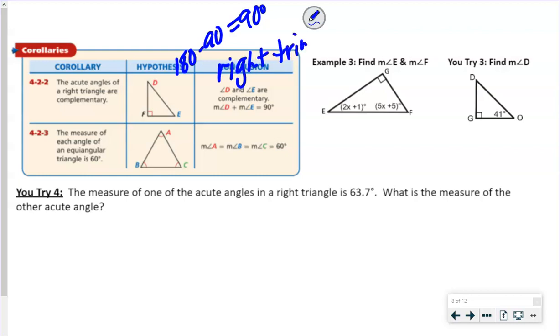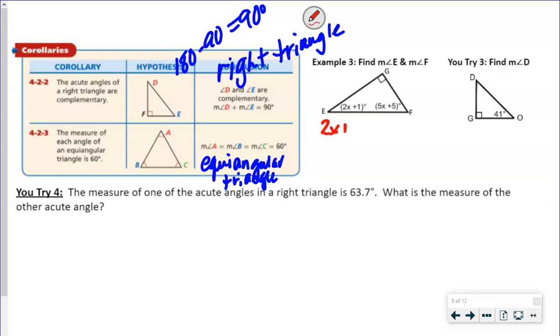And then our next one, the one below it, says the measure of each angle of an equiangular triangle is 60 degrees. So this has to do with an equiangular triangle, right? So when it's equiangular, it means all the angles are equal. Okay, when all the angles are 60, because 60 plus 60 plus 60 is, guess what? 180.